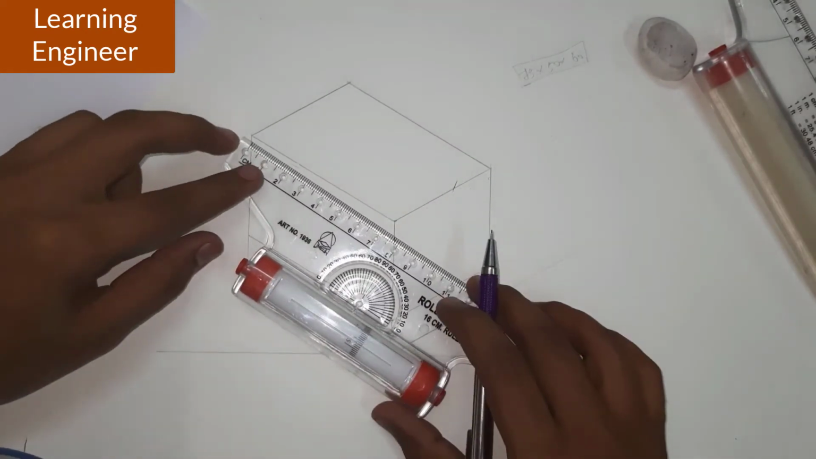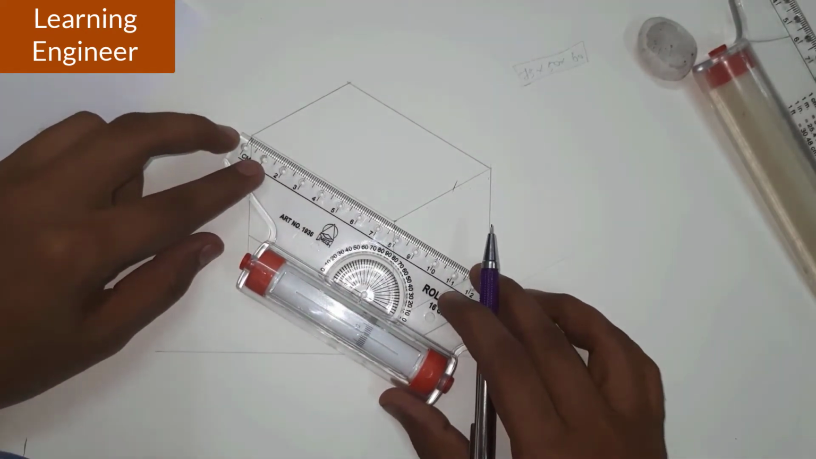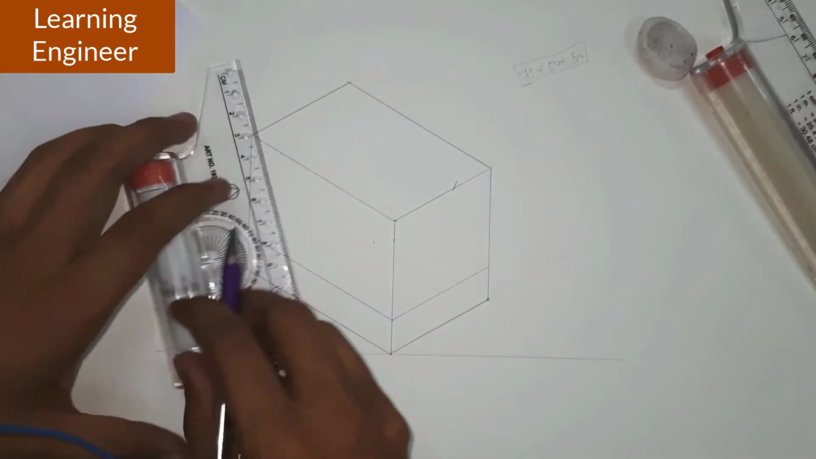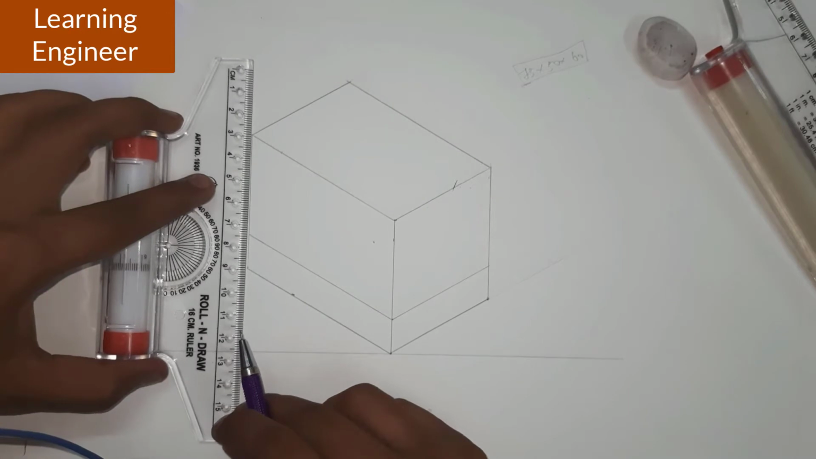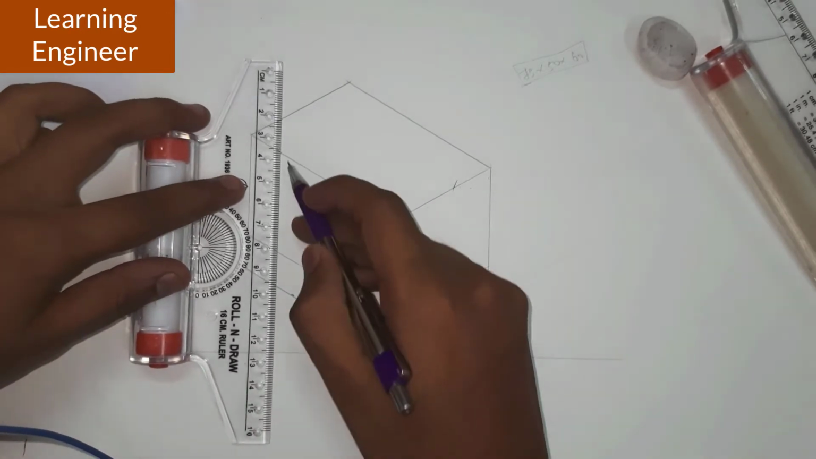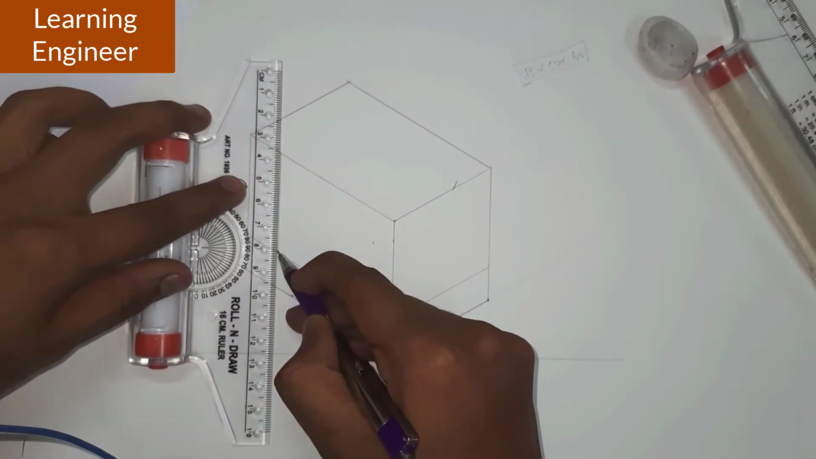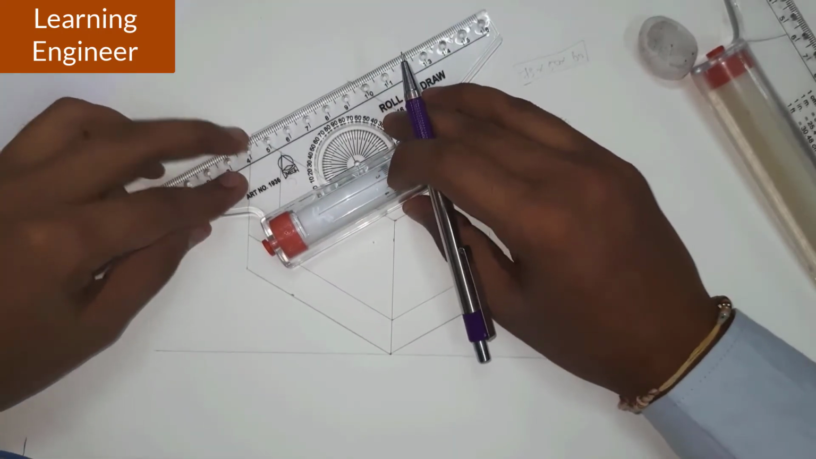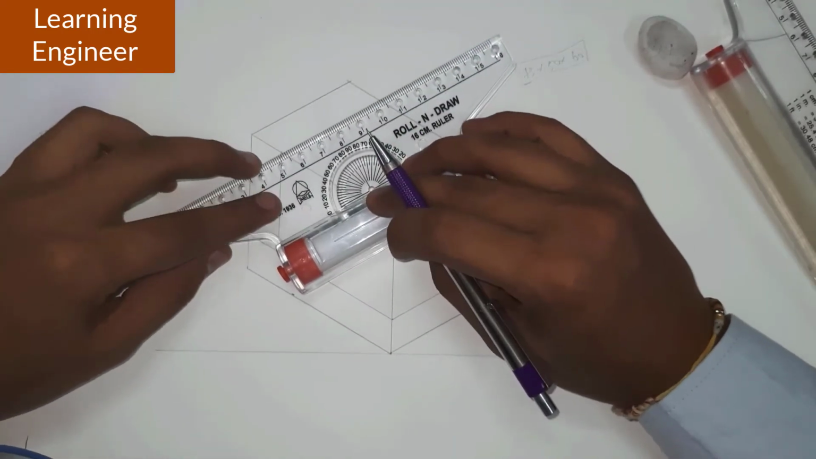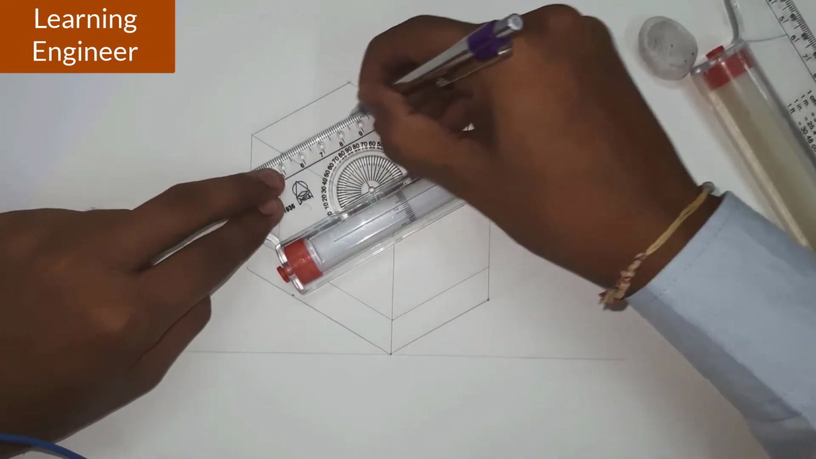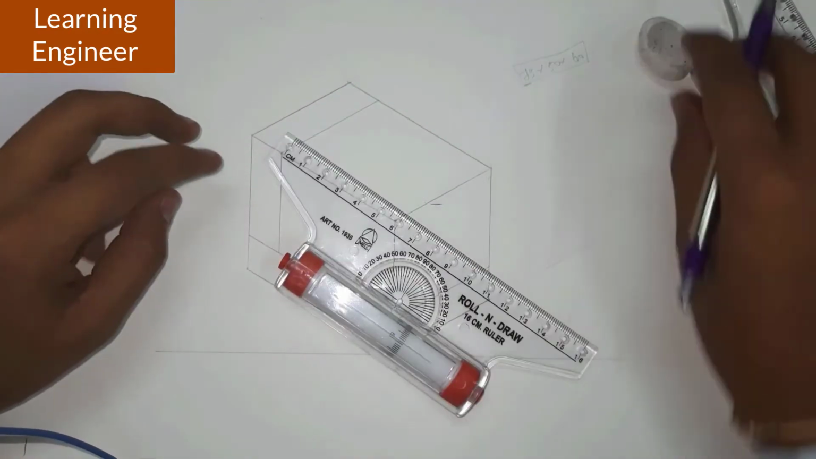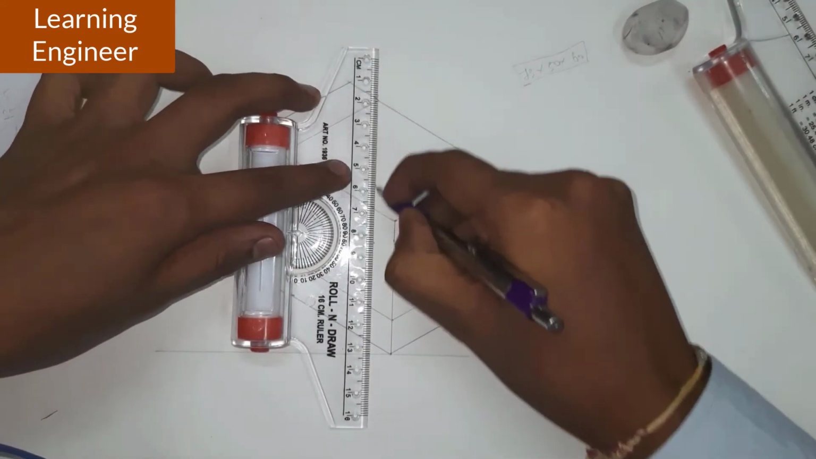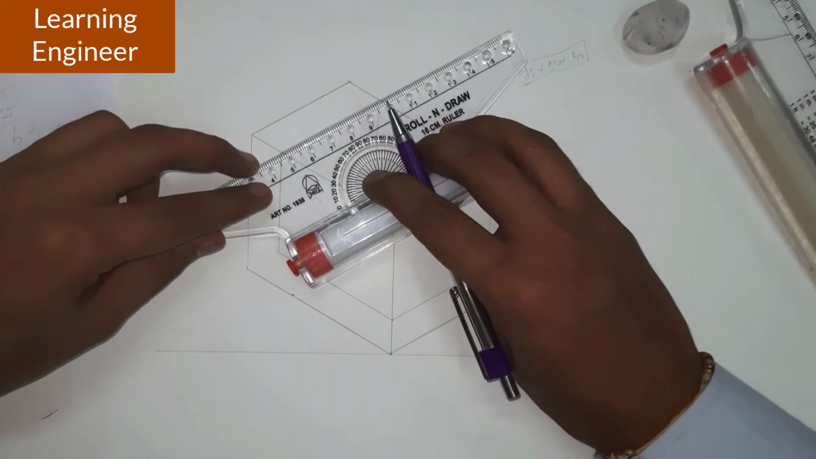Now from here also we will be marking the 15 millimeter from both the sides. So wherever this intersects, locate that point and complete this 15 mm. Now we have to come below from this particular point and we have to draw the parallel line.